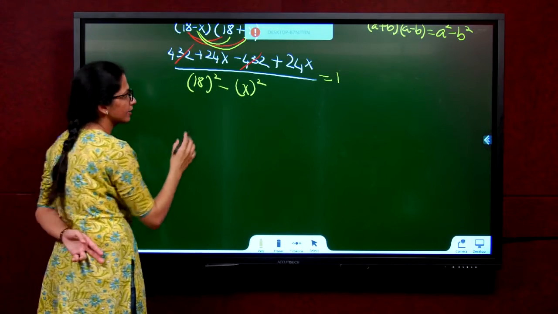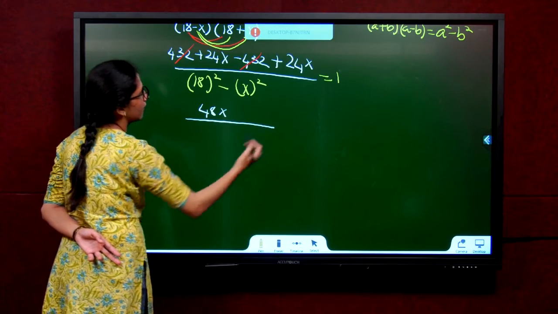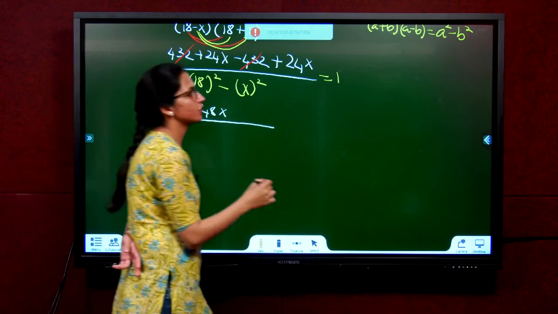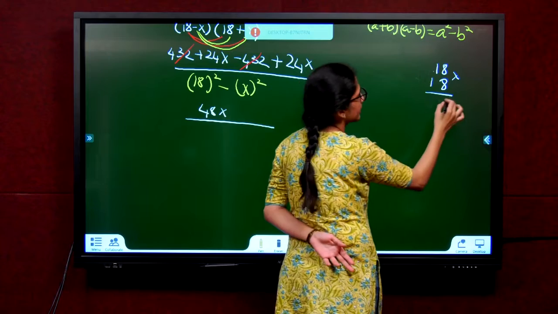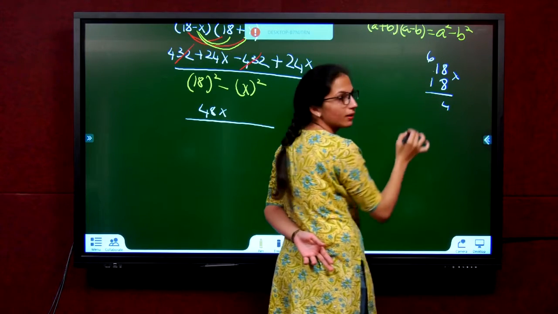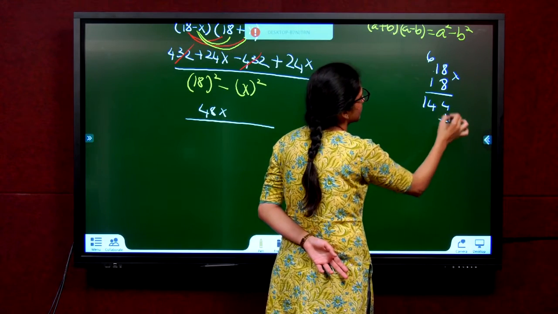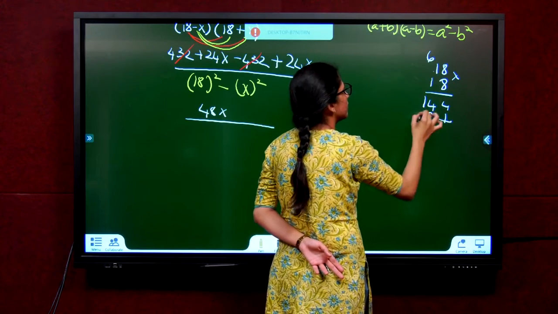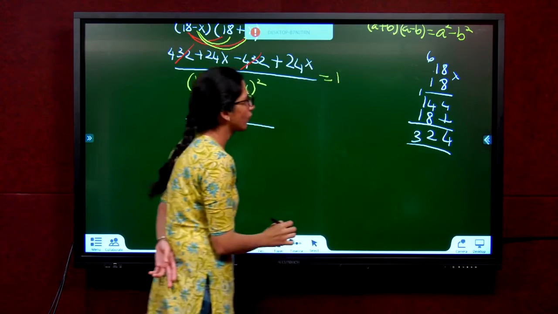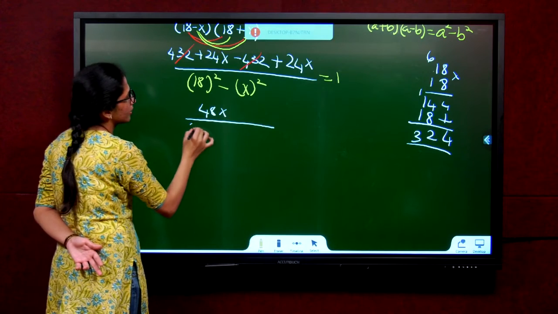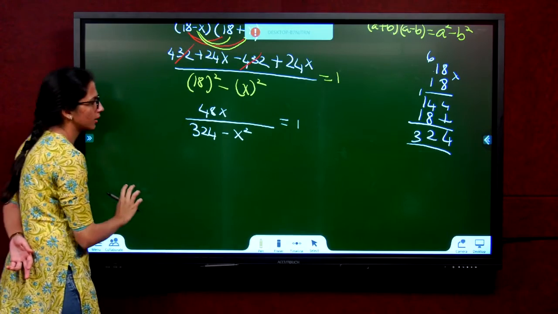24x plus 24x, 48x divided by 18 square. What is 18 square? 18 into 18. 8 8s are 64. 8 1s are 8. 8 plus 6, 14. Plus 1 8s are 8. 1 1s are 1. 4. 8 plus 4, 12. 324. So what happens here? 324 minus x square is equal to 1.